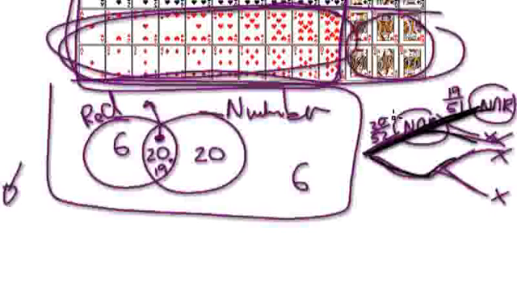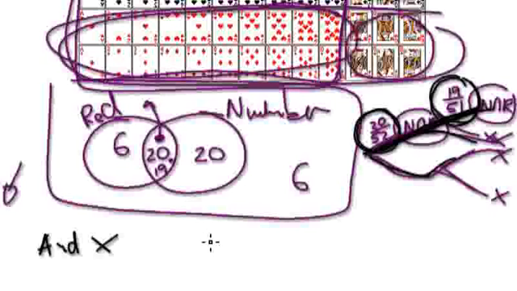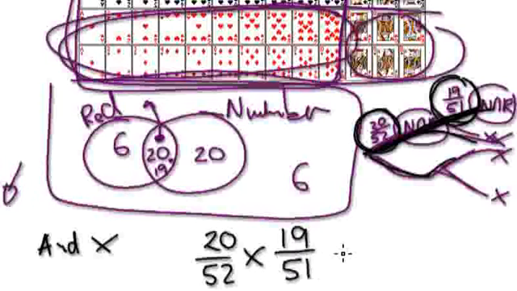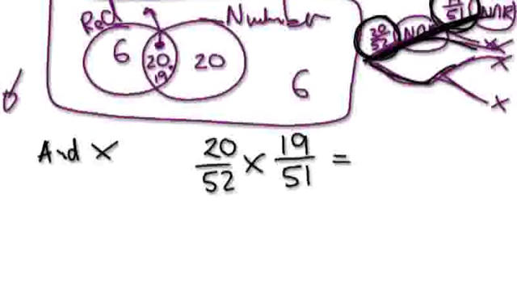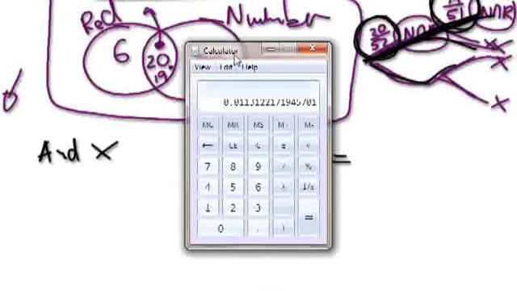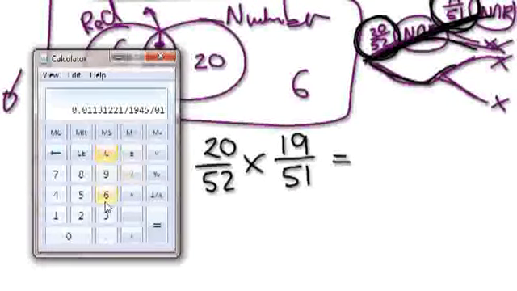So all you have to do is get this times this. Remember, when you're talking about a branch, if it's and, you times. So the answer would be 20 over 52 times 19 over 51. This is the probability of both of those cards being red and number. So jump to a calculator.